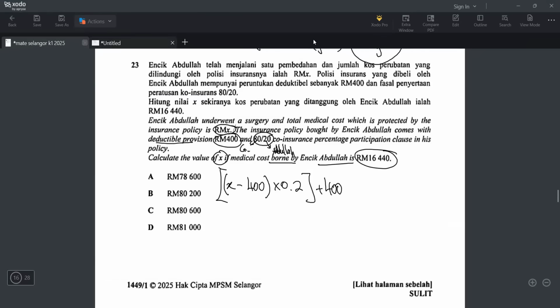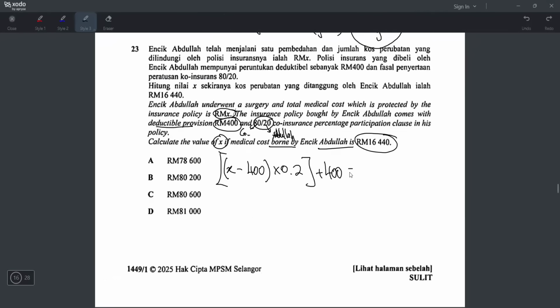And then the whole thing equals what? 16440, because that's the final answer for medical cost borne by Abdullah. So now you can find X. But how do you find it? I recommend you don't expand this. You can expand it if you want, but I won't, because I can just move terms to the other side: move 400, move 0.2, and then move 400, then you get the answer.